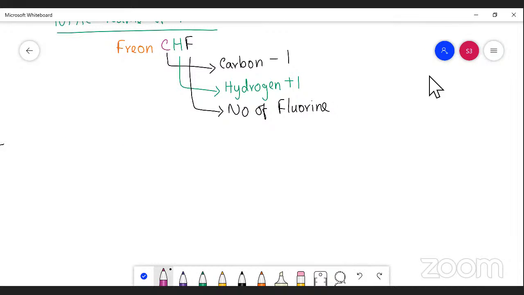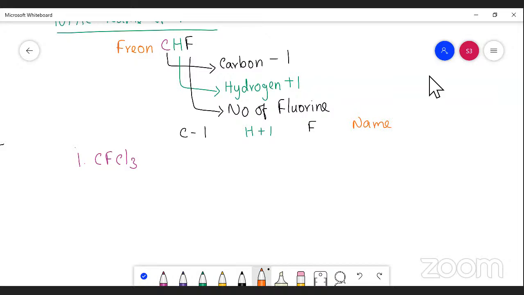So we are taking the first compound, that is CFCl3. So how will you name it? The first one is carbon minus 1, and hydrogen plus 1, and then fluorine. And after that, we are taking the name.